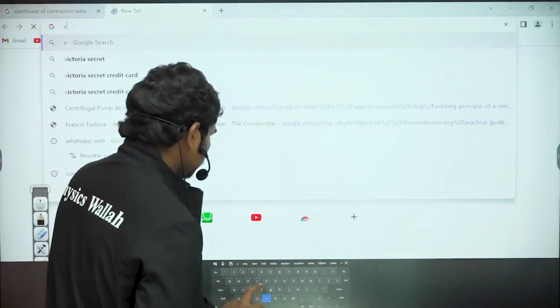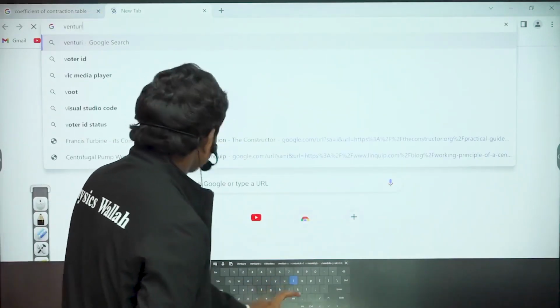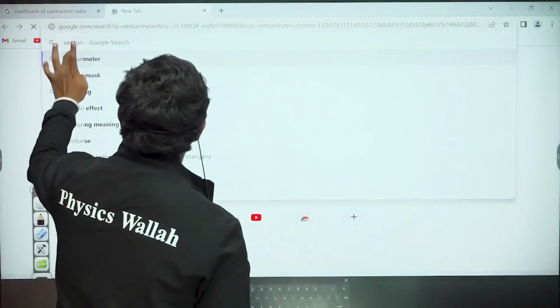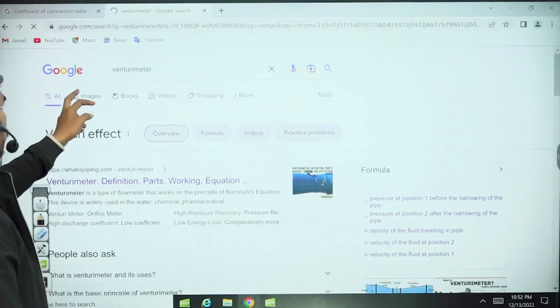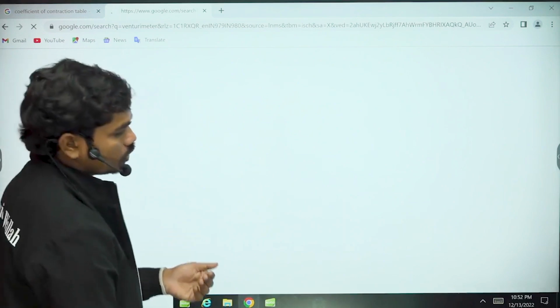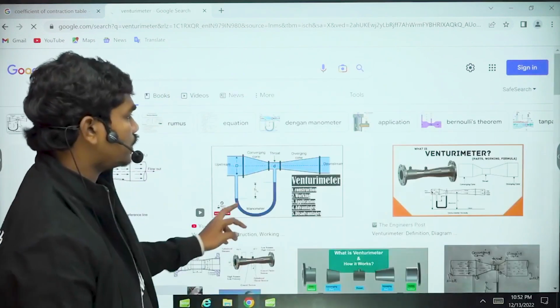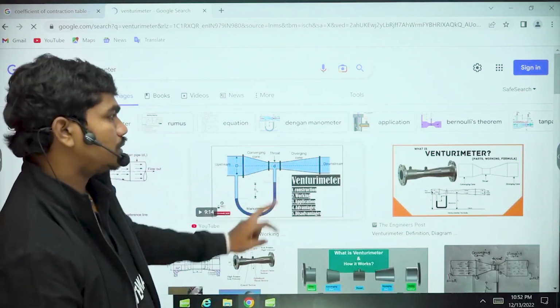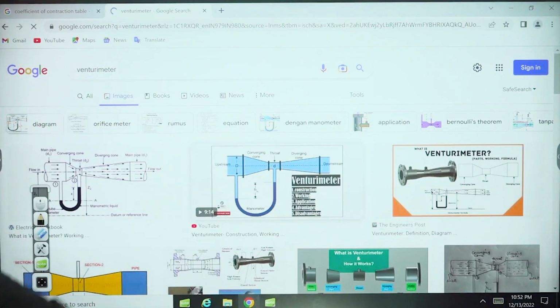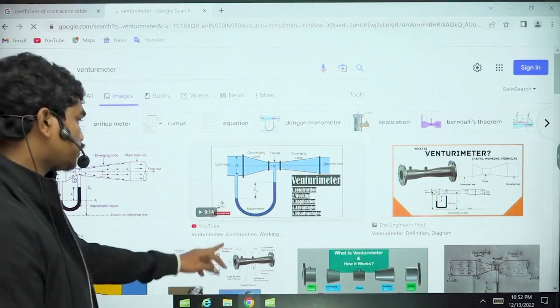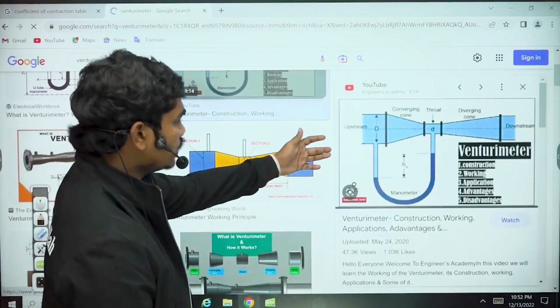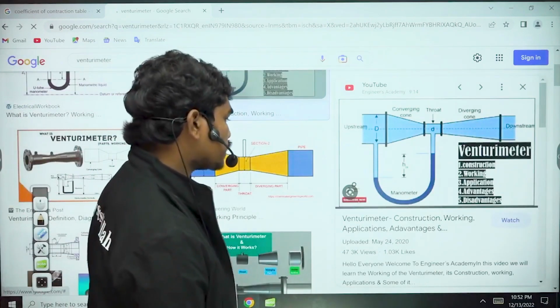Venturi meter. If you want to see this Venturi meter, a lot of videos and animation videos are there if you want to see. Basically, this is a perfect Venturi meter actually. This is how the Venturi meter works out. Okay, you can see this is the Venturi meter. Now let us see.